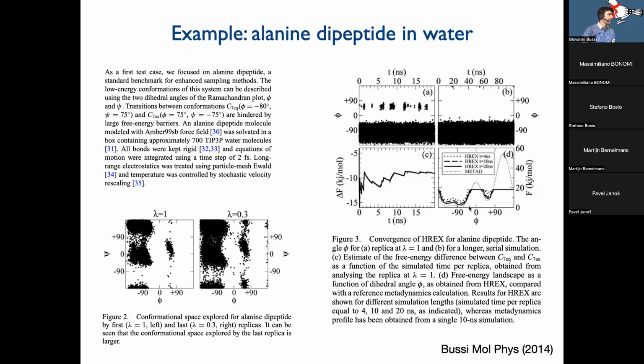It converges well, and here is a comparison of the free energy profile obtained with the Hamiltonian replica exchange and with metadynamics, that works very well for this system. You can just add the potential on phi.